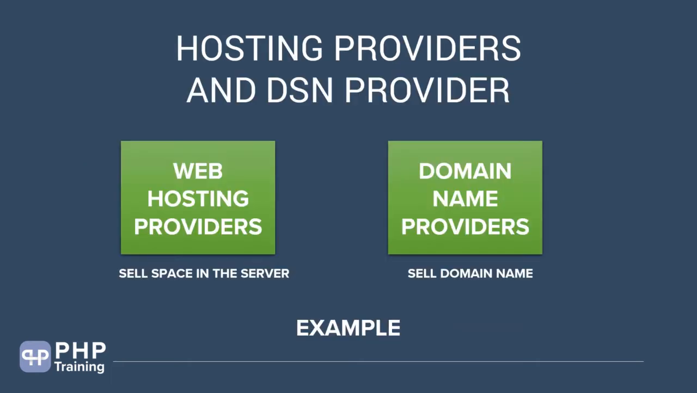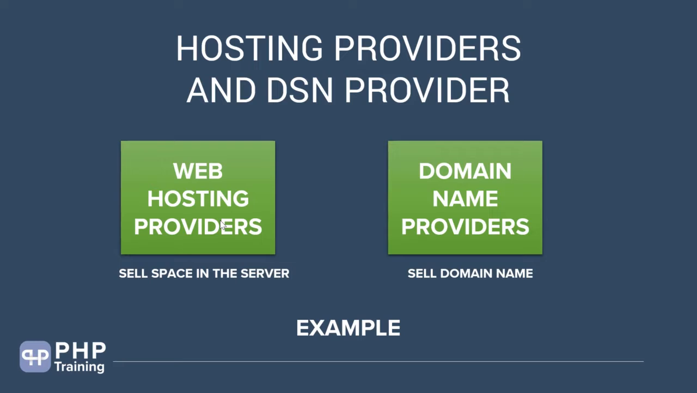Let's understand who sells this. There are two types of providers in the market. One is called web hosting providers. One is called domain name providers. The web hosting providers sell space in the server. Typically, web hosting providers have servers with IP addresses in the internet, and these servers are very huge. They have tons of space available. They have internet attached to it. It is in the internet and can be found with an IP address.